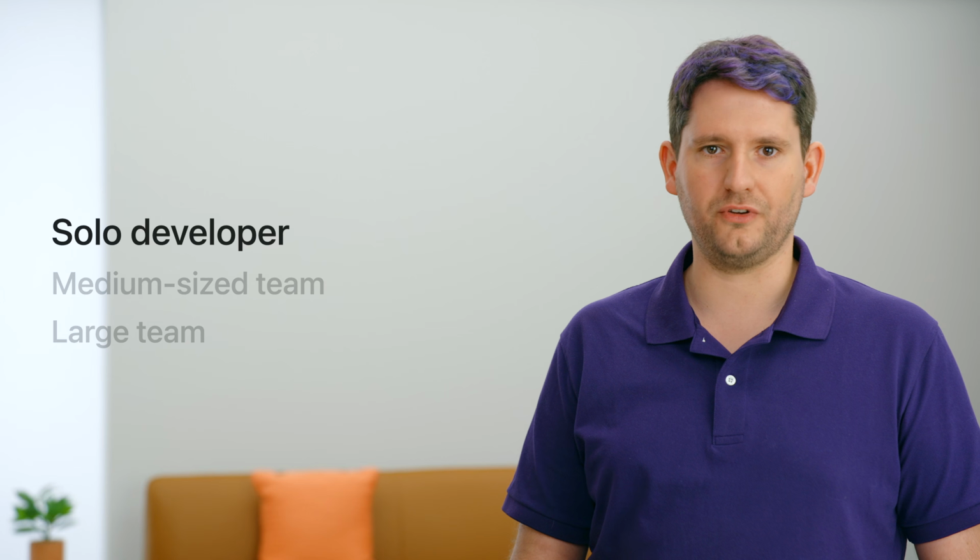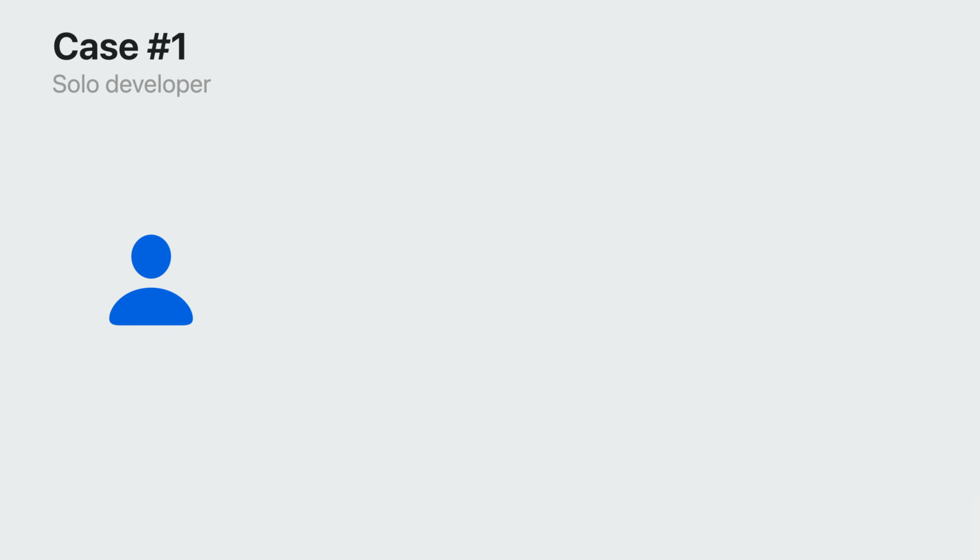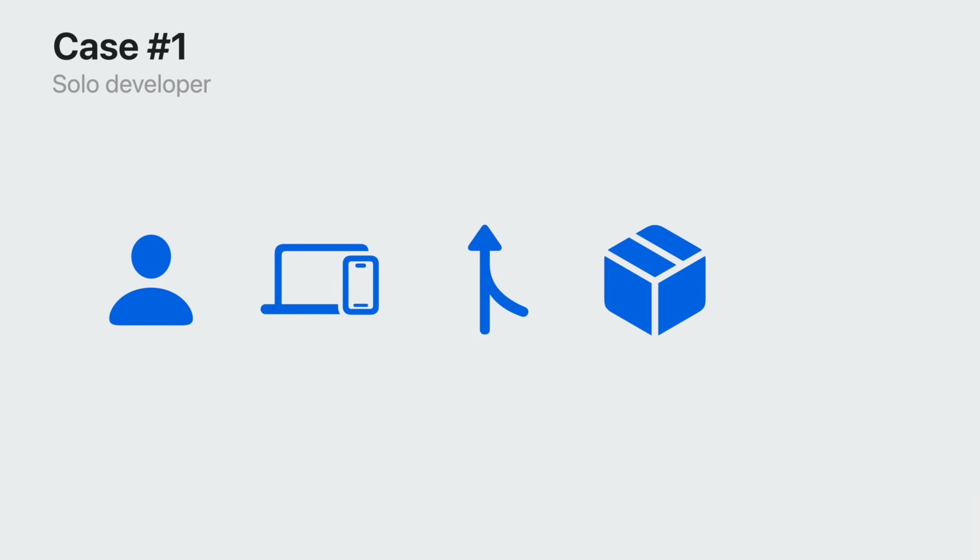Let's start off with our first case study. Say we have a solo developer. They have one app that is available on both iOS and macOS. Most of their coding work is done on the main branch, where all the new code changes are pushed. Sure, they'll occasionally use a different branch when experimenting with new APIs and platform features, but for the most part, they use the main branch.